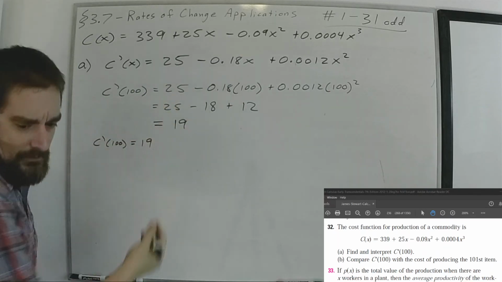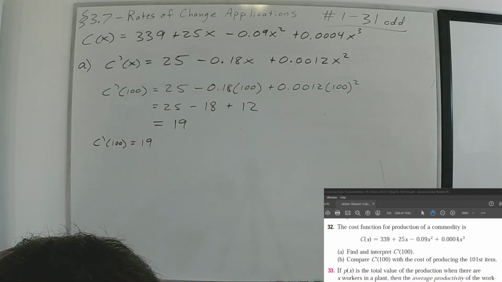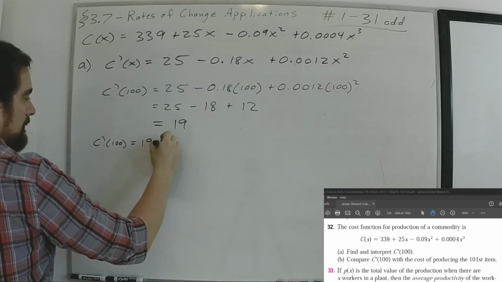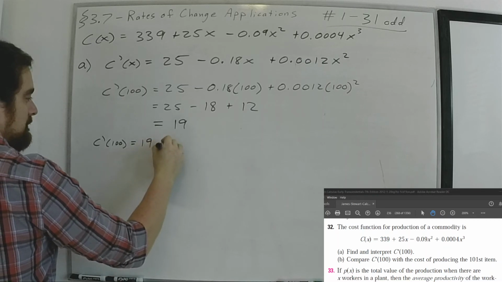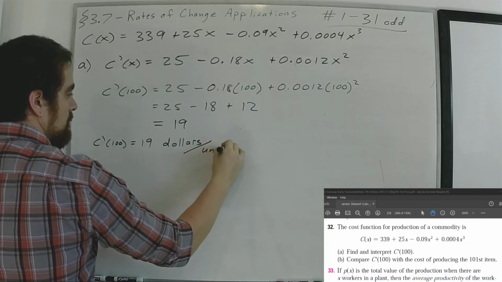And we're talking, I think it was just dollars, right? Cost function for a commodity. Well, actually, it doesn't really explicitly say if it's cents or dollars or euros. So I'm just going to go ahead and say dollars per unit.